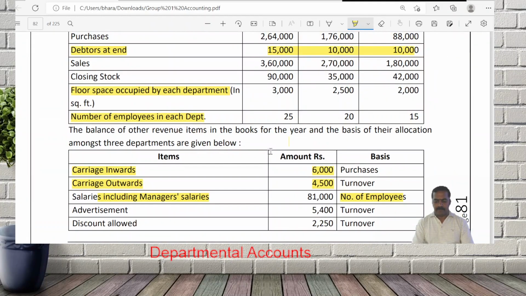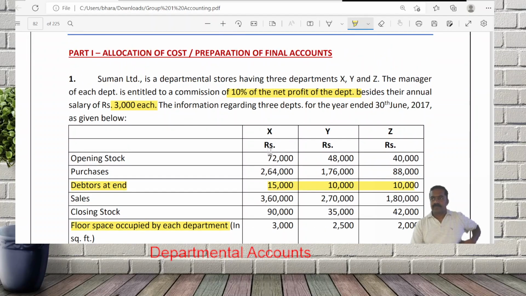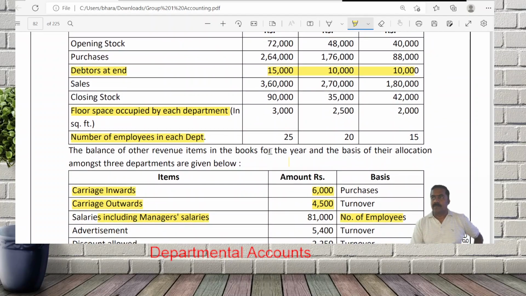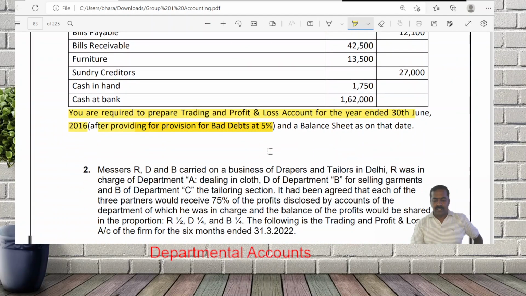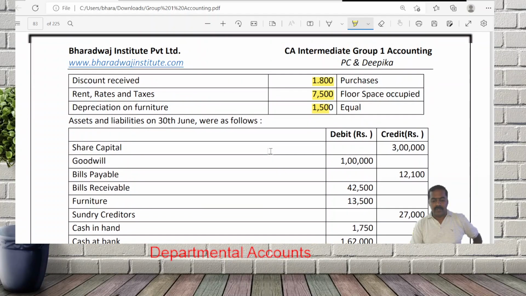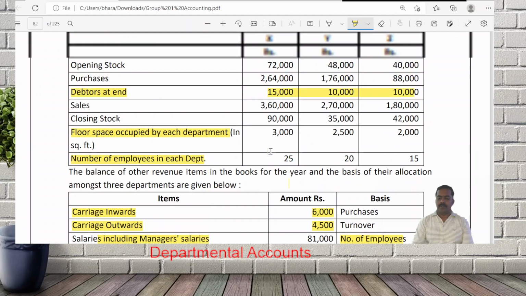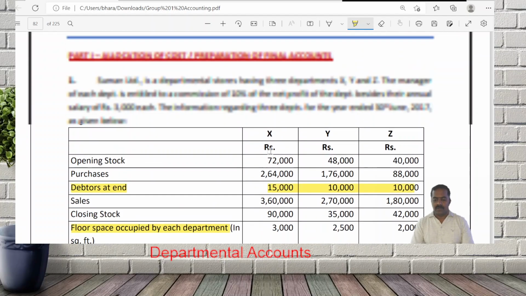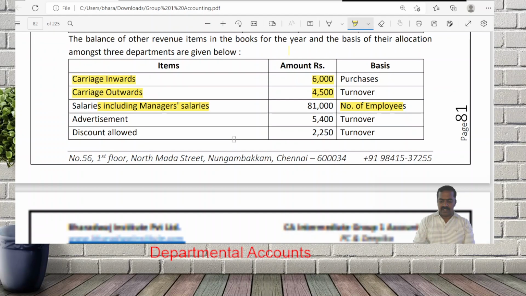5%. Now in this problem, is there any interdepartmental transfer? X transferring to Y, Y transferring to Z? Any interdepartmental transfer? No interdepartmental transfer is given. It's a plain simple problem where we have to prepare what? A trading P&L account and what? A balance sheet. There is a salary given which we have to provide for.